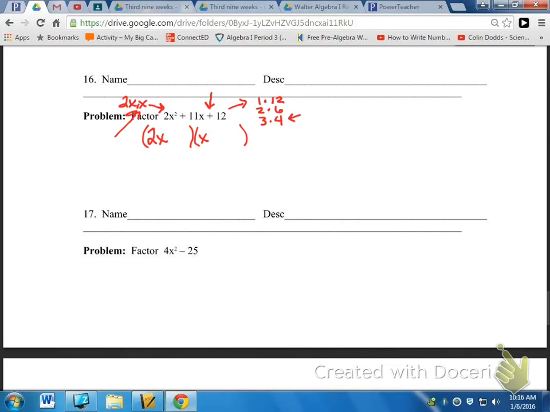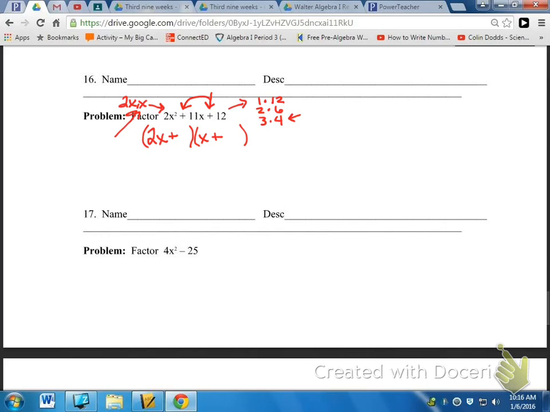Okay, look at the second sign. It's a plus. That means the signs in my parentheses are the same. Then you look at this first sign. They will both be plus. Now you got to fill in something for the second spots.